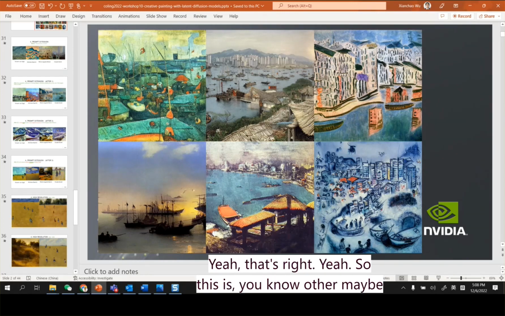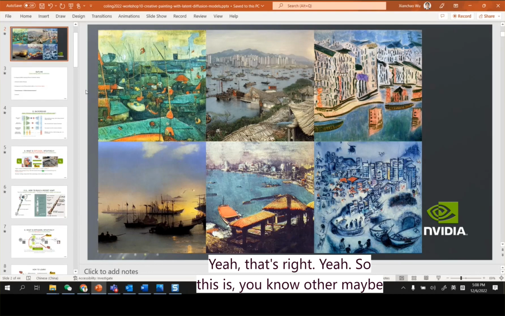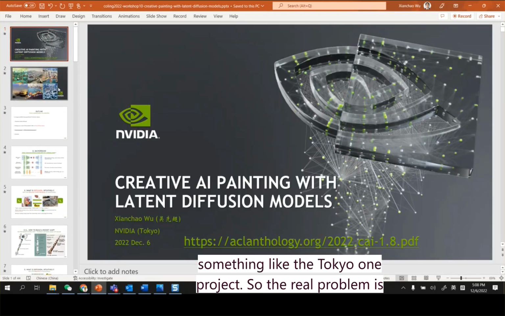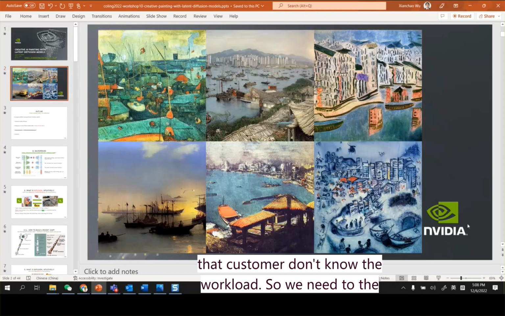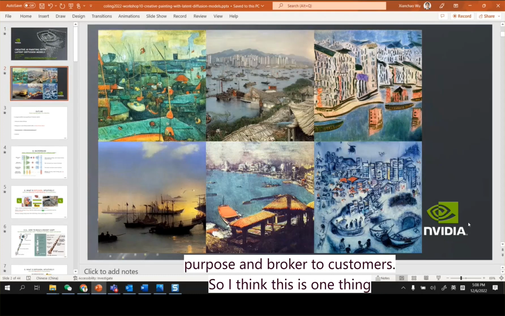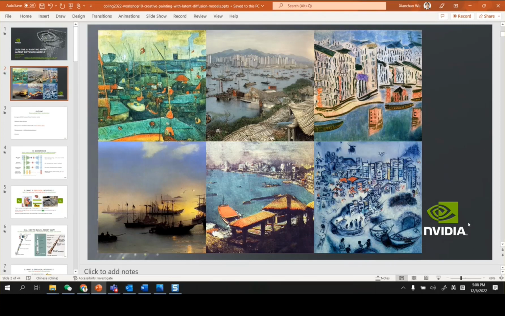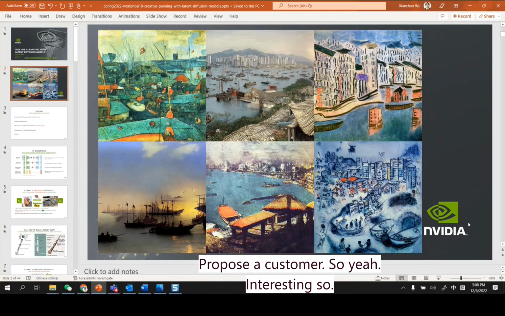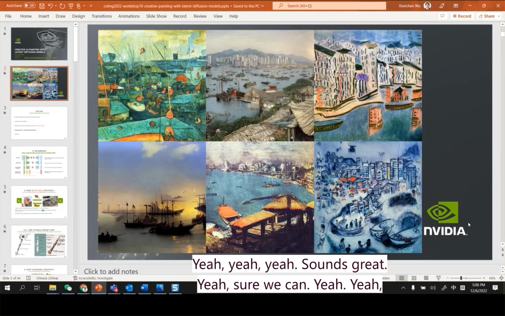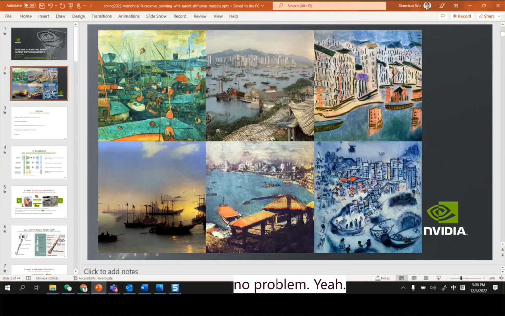Yeah, that's interesting. Recently, in something like the Tokyo One project, the real problem is that customers don't know the workload, so we need to propose and broker to customers. I think this is one thing we can actually propose to customers. Interesting. Sounds great. Yeah, sure. Thank you. No problem. That's all from me.